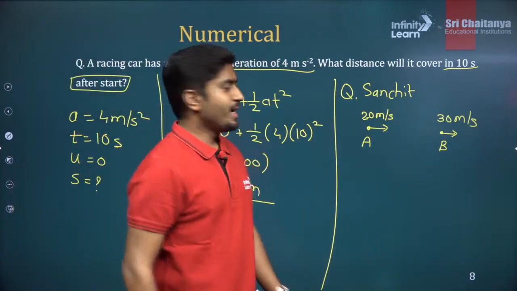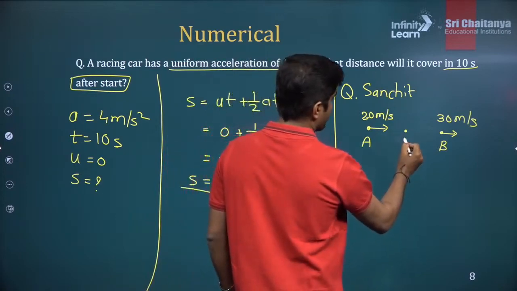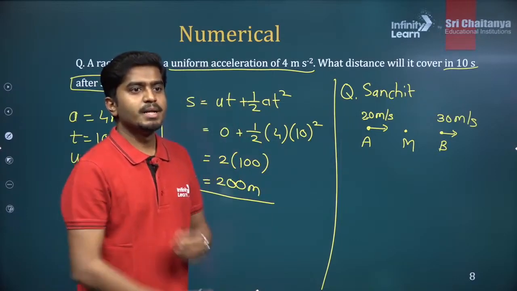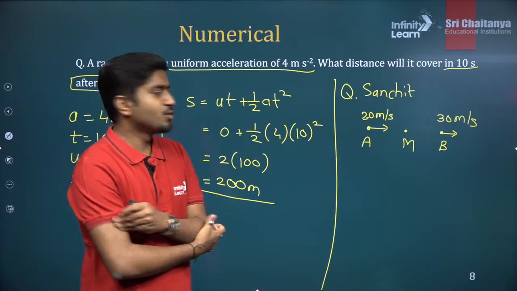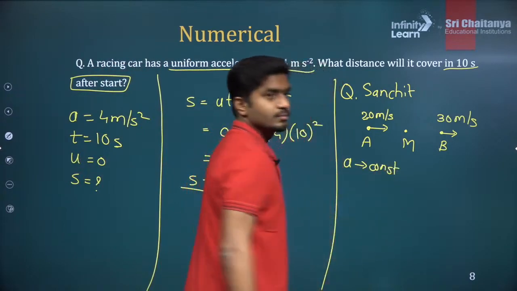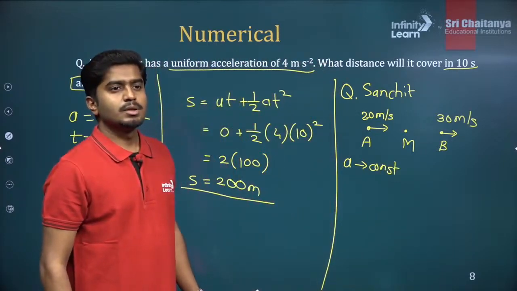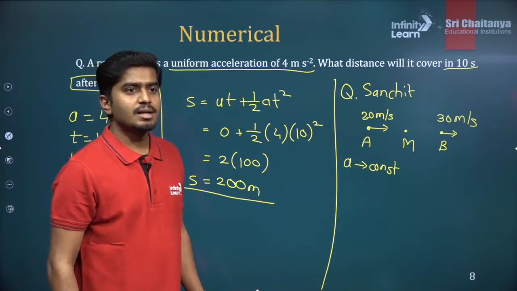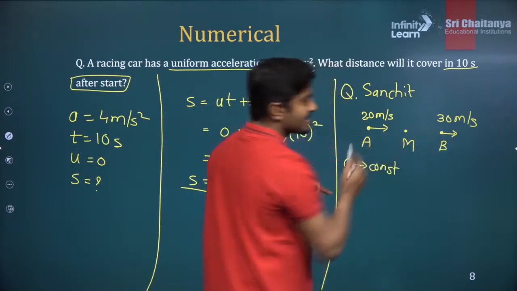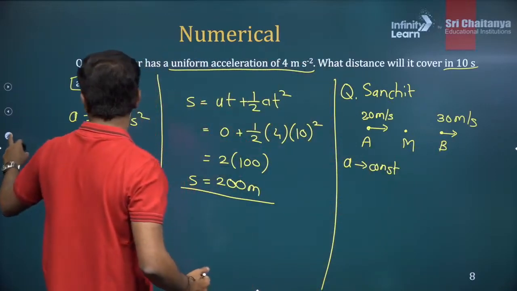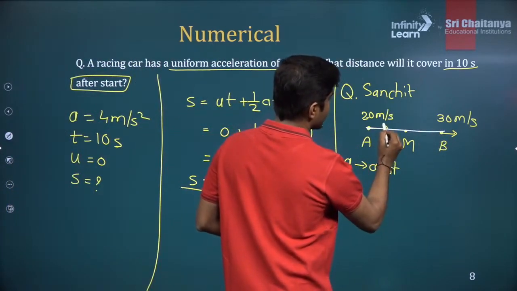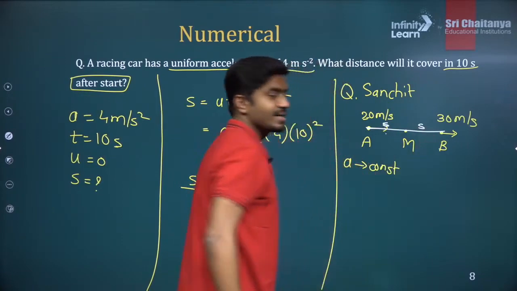What will be the velocity at the midpoint? So there is a midpoint somewhere here. Let's call it point M. At the midpoint between A and B, the acceleration is uniform, so acceleration here is constant. Alright. So here there is a midpoint. That means if the total distance is, let's suppose, 2 times s, then this is s distance and this is also s distance.